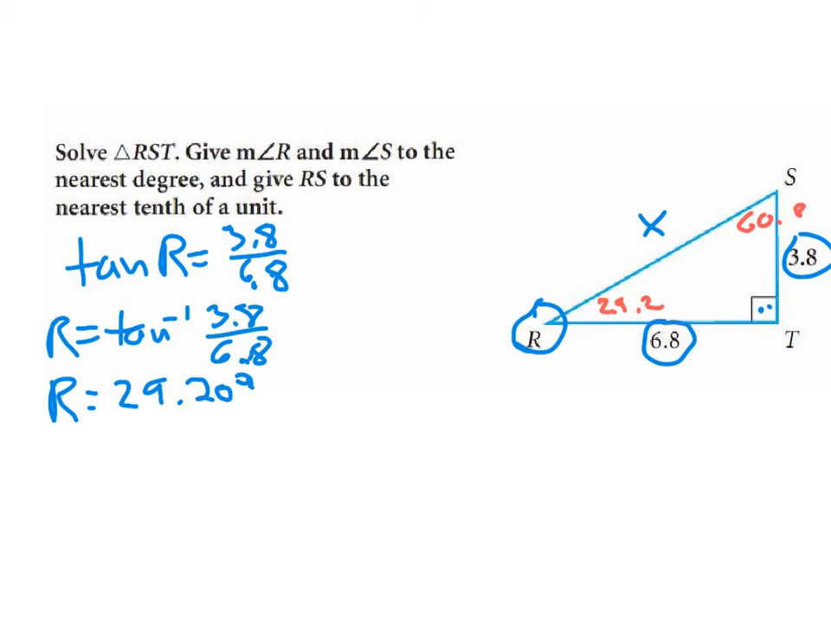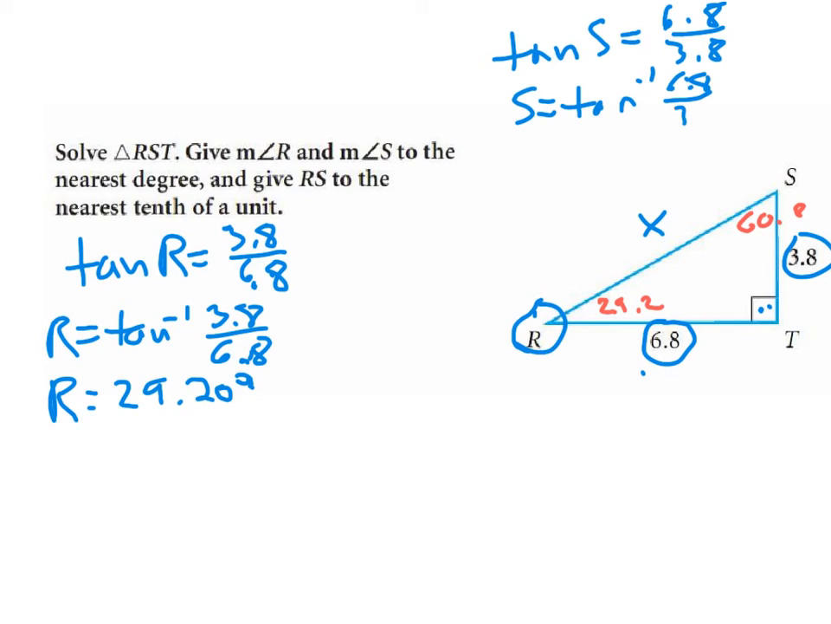Alternatively, we could have just done tangent of S, and it would look like this. Tan S is 6.8 over 3.8, and then you'd inverse tangent each side. You'd get S is equal to tan inverse of 6.8 over 3.8. Sorry, this is really sloppy. And so S is 60.8.